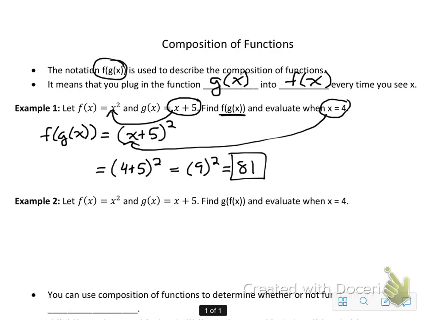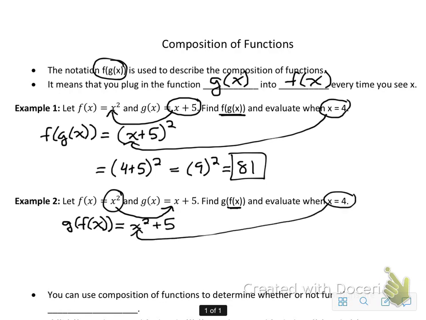So you can go that way. You can plug in g of x into f of x, or if it says g of f of x, the f of x is inside, which means you're taking your f of x and you're plugging it into the g of x. So we have g of f of x, and instead of x we have an x squared. So we need x squared plus 5. Then it says to evaluate again when x equals 4. So we plug in that 4 right there.